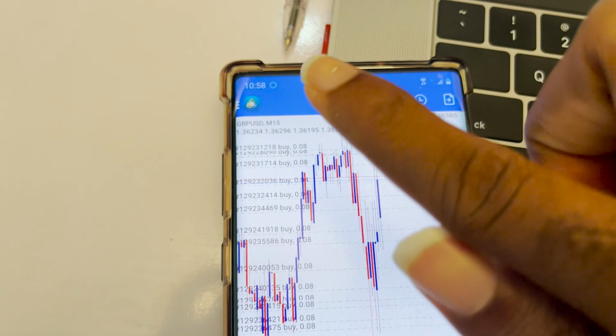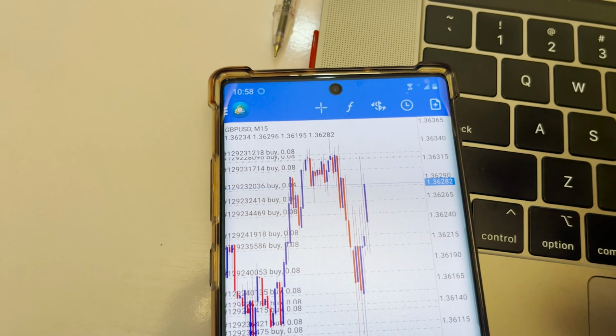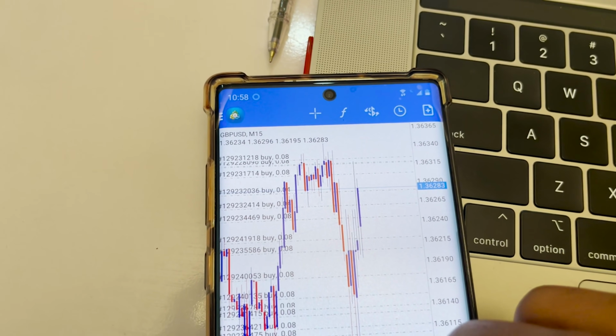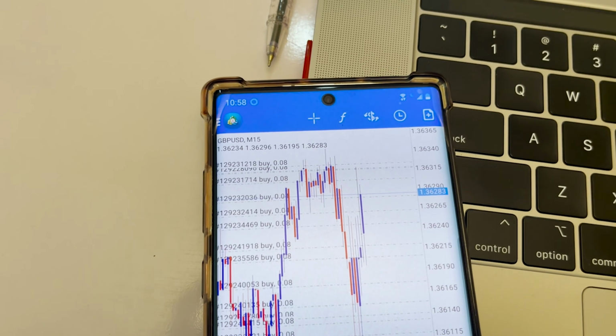It's currently 10:58, so that means it's going to be 11 o'clock very soon. Once it's 11 o'clock, I'll go crazy with this trade again. I'll add new positions. So that's what I'm looking at to do.